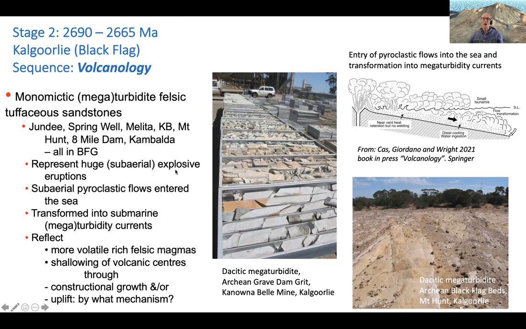They represent large explosive felsic eruptions that produced pyroclastic flows which entered the ocean, mixed with seawater, and transformed into very large submarine turbidity currents. They also reflect more volatile rich magmas, shallowing of the volcanic centers either through eruption and constructional growth and or through uplift. And an obvious mechanism for that uplift is the jacking up by these diapirically rising subvolcanic plutons.